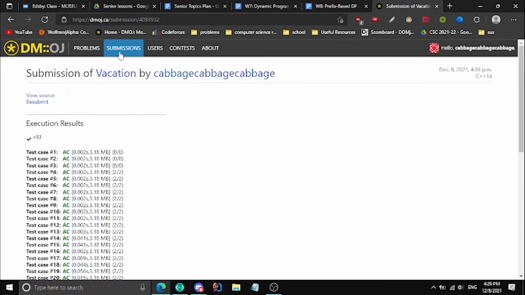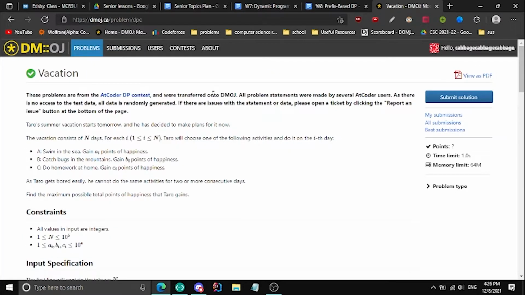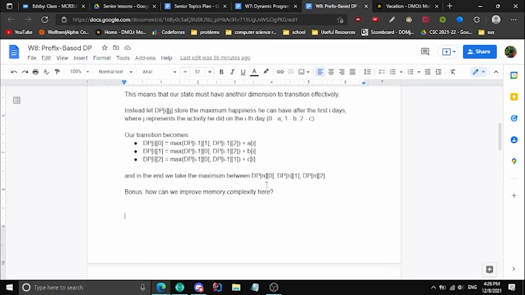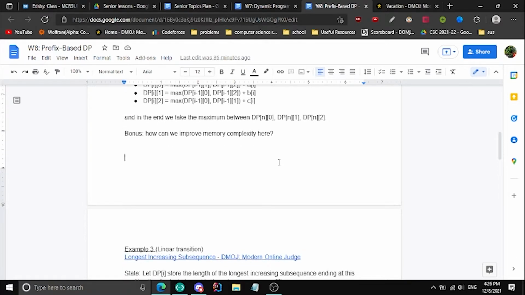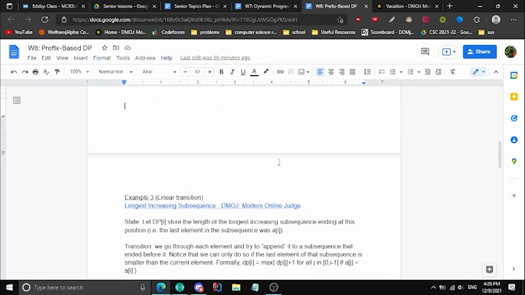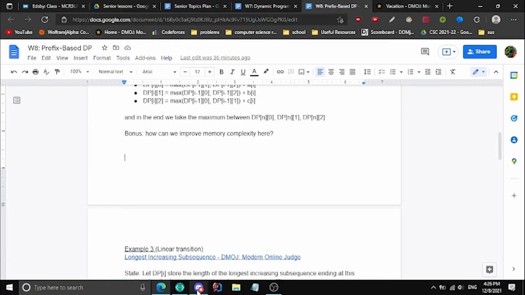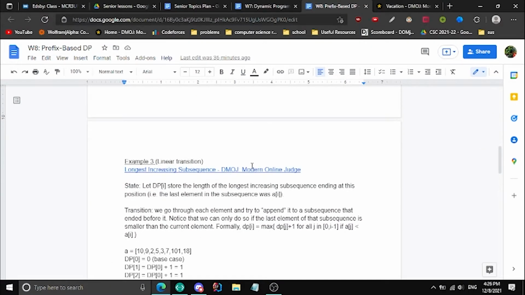Okay, so in this problem, it didn't really matter whether you conserved that amount of memory or not. I just wanted to introduce this idea of only storing the values that you actually need if you're running out of memory. Okay, so if there are no questions on this problem, we're going to move on to the next example.